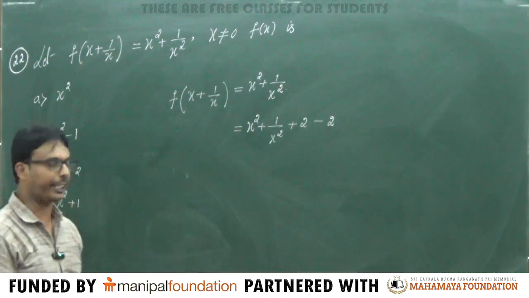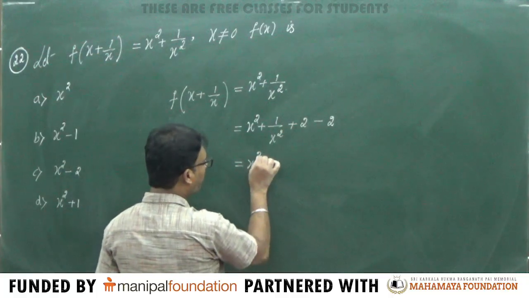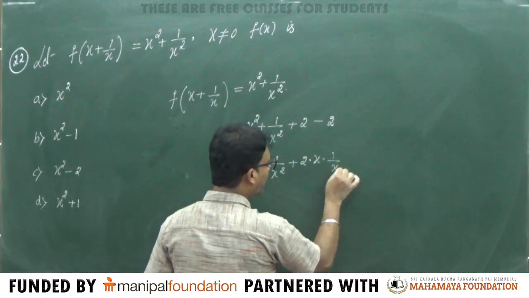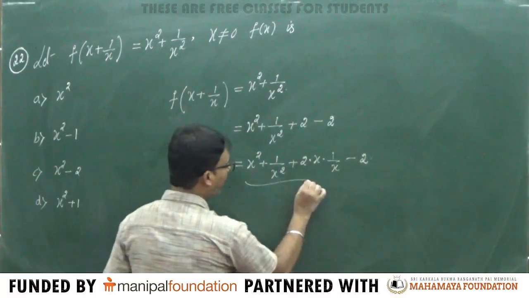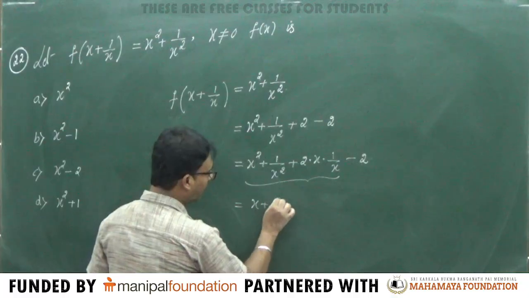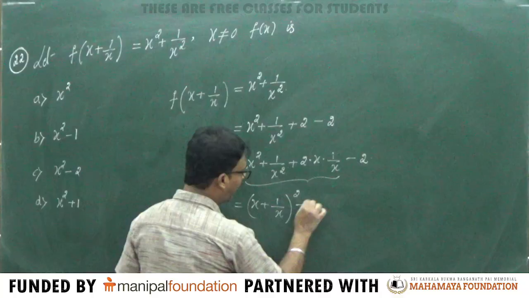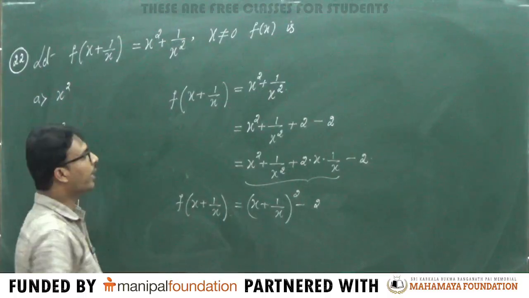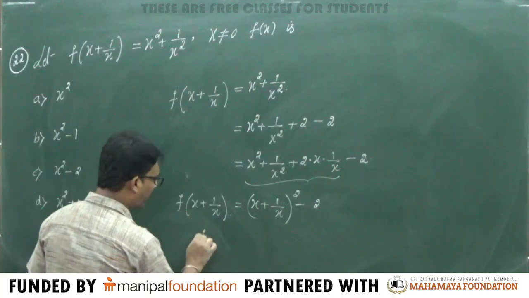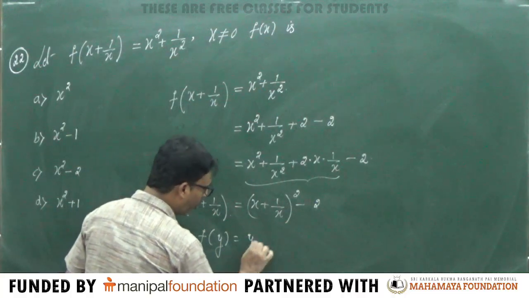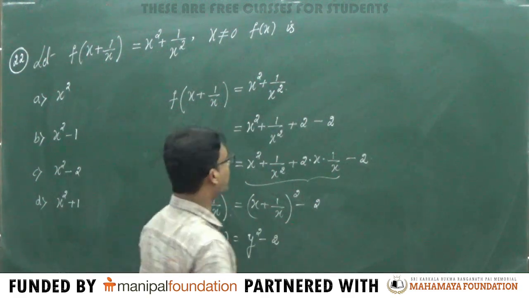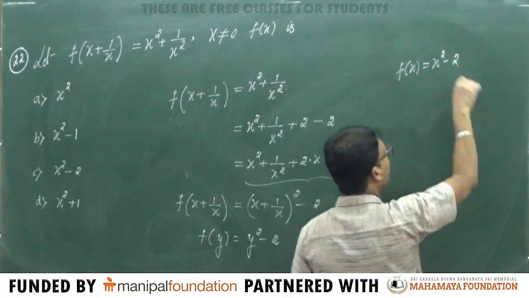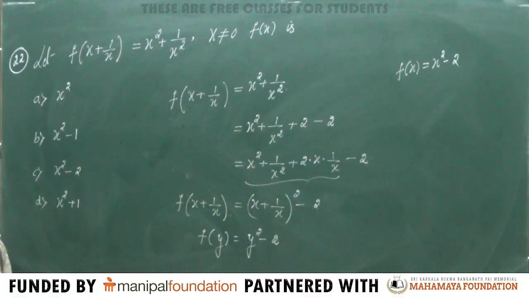The value does not change. x square plus 1 by x square, we can write the constant 2 as x into 1 by x minus 2. By grouping the first three terms, we can write x plus 1 by x the whole square minus 2. This is f of x plus 1 by x. Just replace x plus 1 by x by y. That is f of y is equal to y square minus 2. Now replace y by x. So the value of f of x is equal to x square minus 2. Therefore, the value of f of x is x square minus 2.